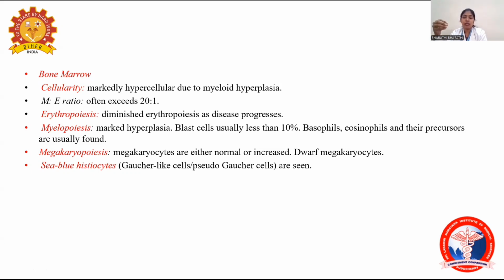The patient will have myelopoiesis. There is marked hyperplasia of all the myeloid series, especially the neutrophilic series. Basophilia and eosinophilia will be seen in the peripheral smear, and the basophilic and eosinophilic precursors will also be increased in the bone marrow. Megakaryopoiesis is either normal or increased, and you can see dwarf megakaryocytes and sea blue histiocytes in the bone marrow. Dwarf megakaryocytes are not seen in the peripheral smear, sorry, they are seen in the bone marrow. And histiocytes are also seen in the bone marrow.